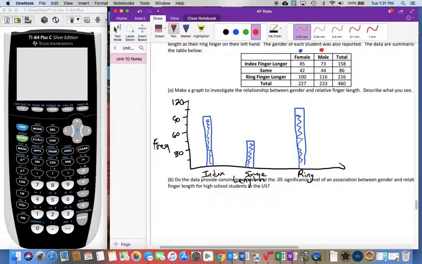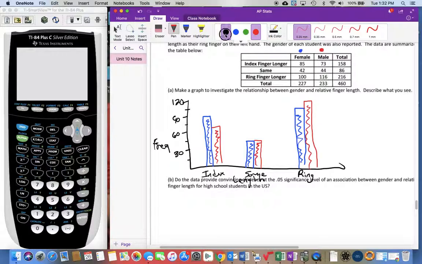All right, let's compare how males would have been. So for males, 73. Let's see, that would have been a little bit below 75, so that would have been about right here. For it being the same length, 44 is pretty much right at that line of 45, a little bit above. So about right there. And then for ring finger longer, those 116 would be almost to that 120 mark, which was the highest mark, which would be right about in here.